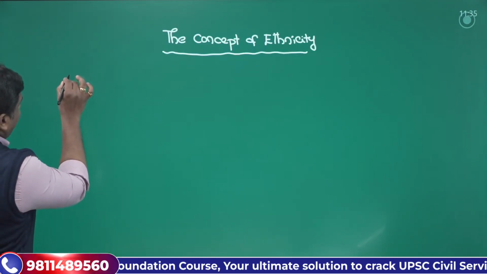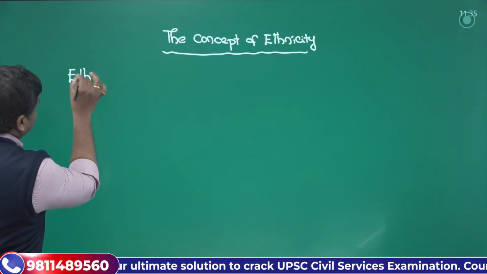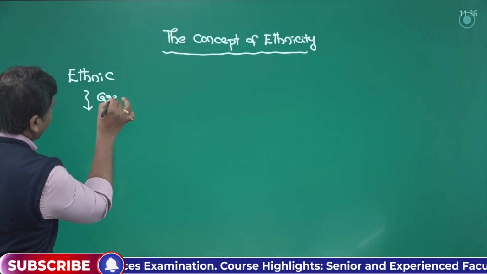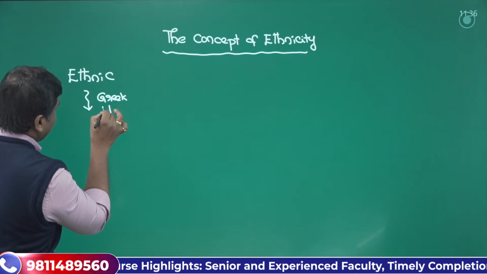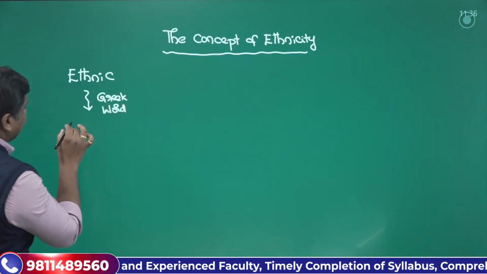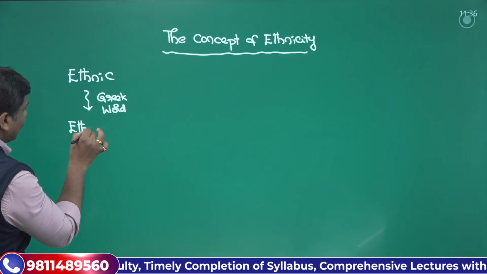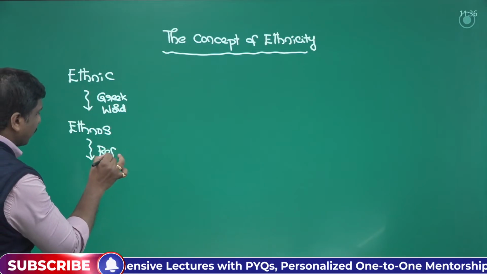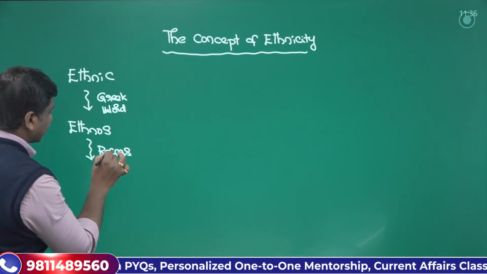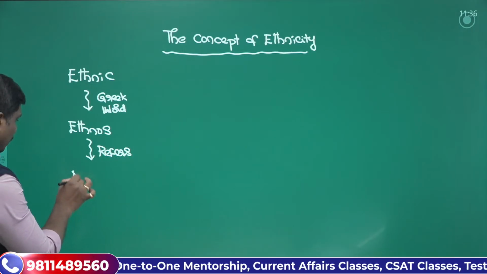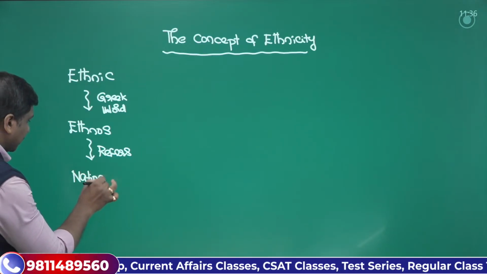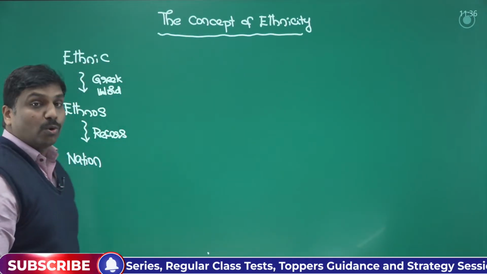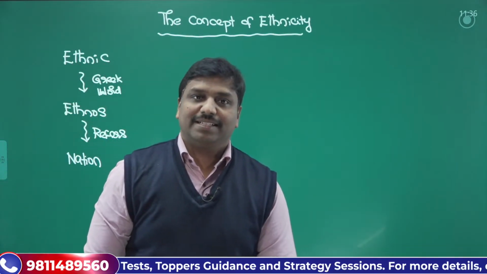The word ethnic is derived from a Greek word, that is known as ethnos. And in Greek, ethnos basically refers to nation. Right? So this is one basic thing that you should know. In Greek, the word ethnic basically refers to nation.